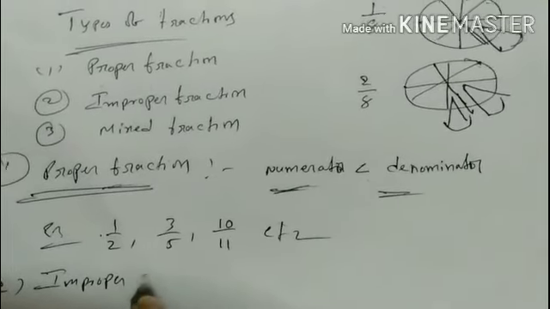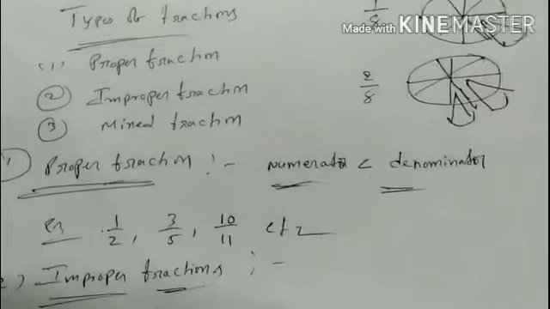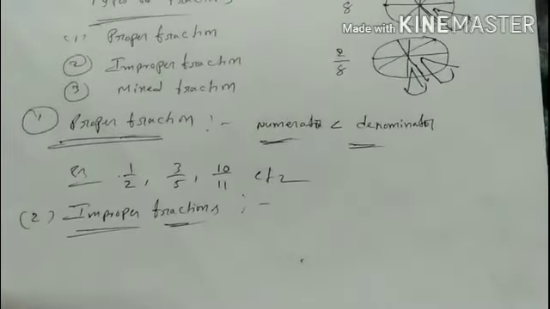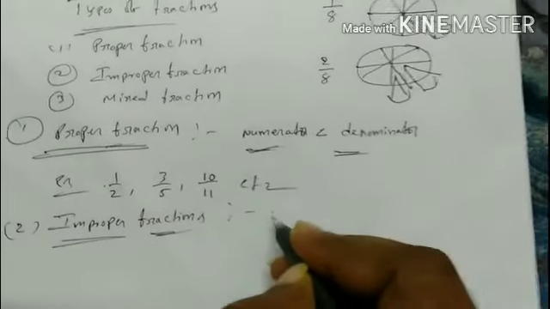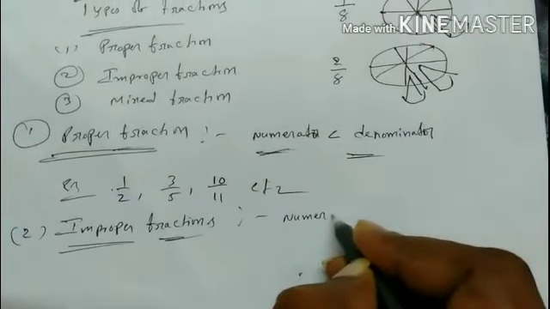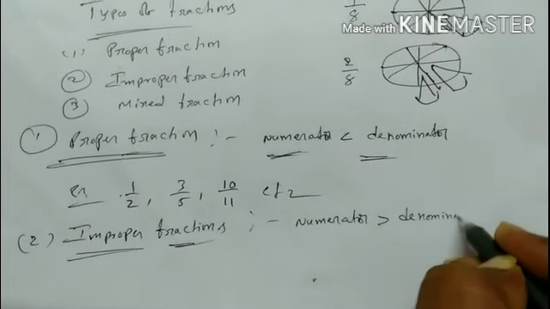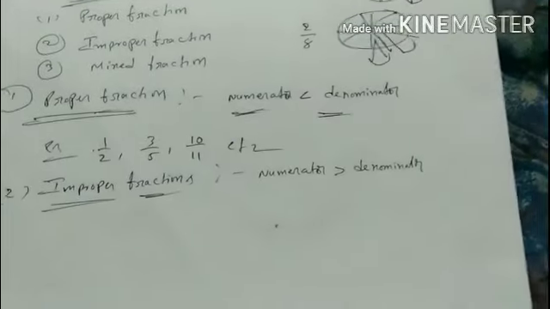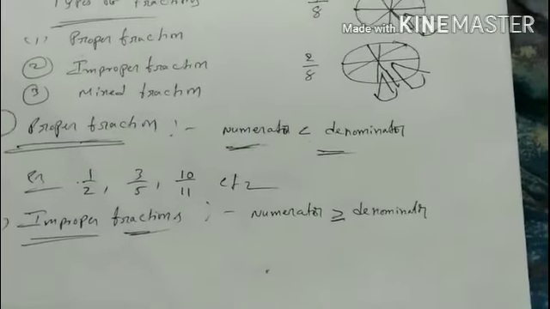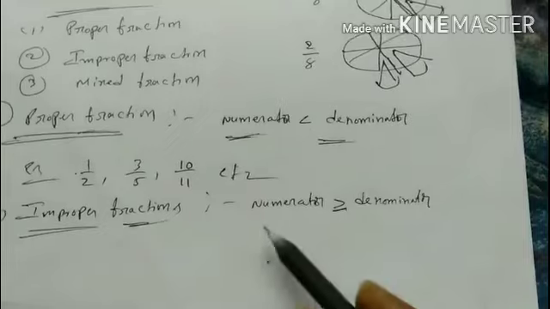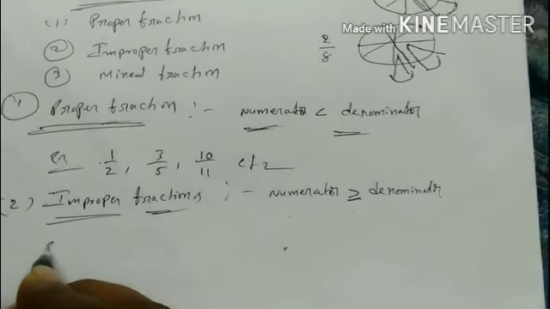Now second, improper fractions. A fraction is said to be an improper fraction if the numerator is greater than or equal to the denominator.